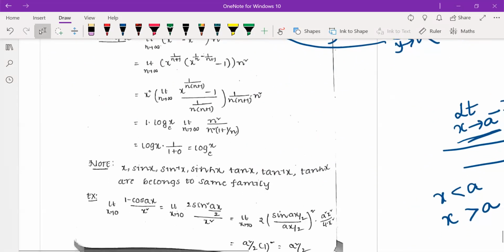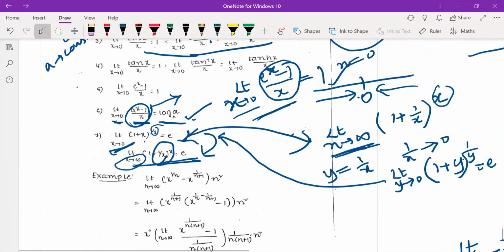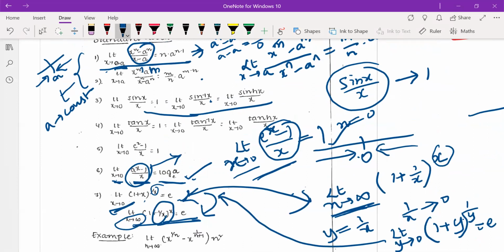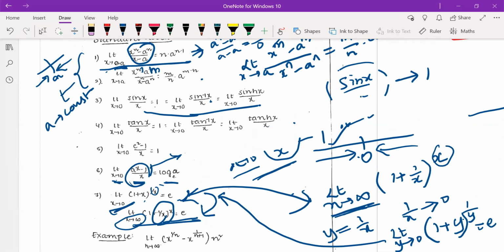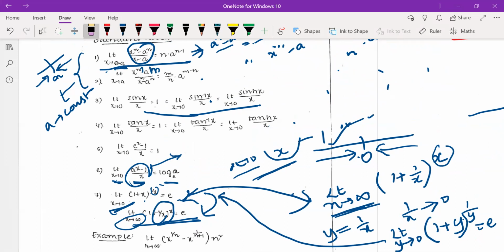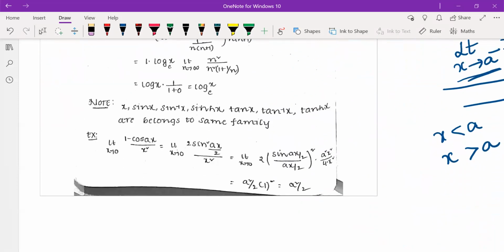Now we will see this note. x, sin inverse of x, sinh x, tan inverse of x, and tanh x belong to the same family. It is easy to remember that here we have seen that the limit of sin x by x equals 1, sin inverse of x by x equals 1, sinh x by x equals 1, and tan x by x equals 1, tan inverse of x by x equals 1, tanh x by x equals 1. That's why these all belong to the same family. When we remember this, there is no need to remember all the limits.